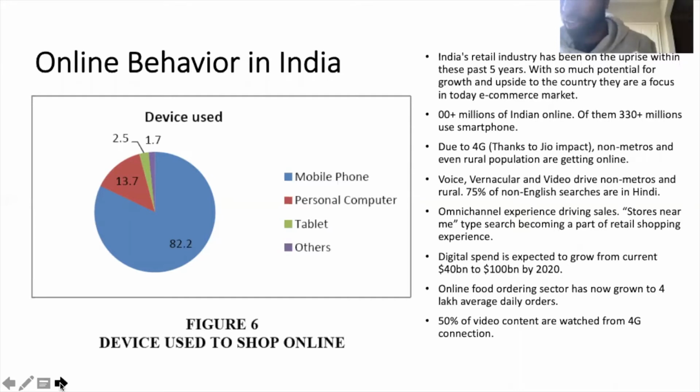Vernacular and video drive non-metros and rural areas. 75% of the non-English searches are in Hindi. Omni-channel experiences are driving sales. "Stores near me" type searches are becoming a big thing in the retail shopping experience. Digital spending is expected to grow from a current 40 billion to 100 billion by 2020. Online food ordering sectors have now grown to very high average daily orders, and 50% of video content is being watched on a 4G connection.